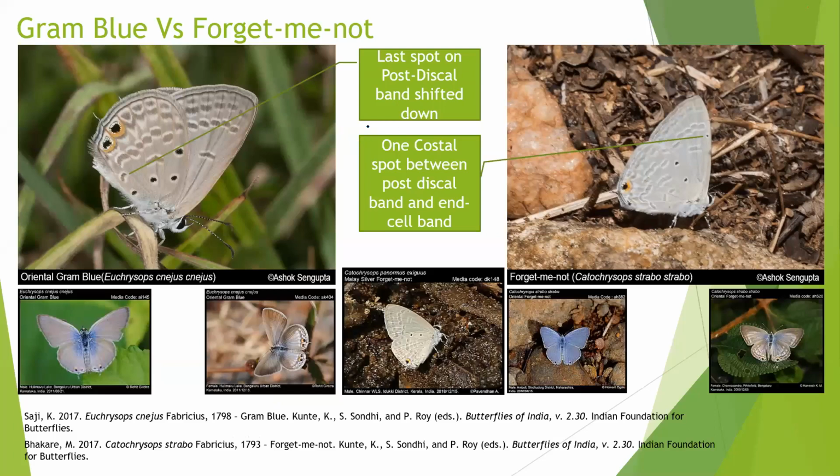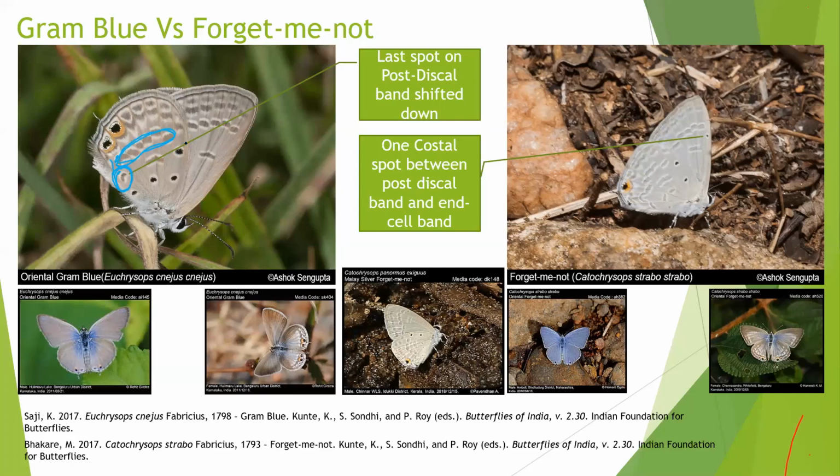We have got the gram blue and the forget-me-not. I'll come to others also. The gram blue has a very distinctive feature. To distinguish the gram blue, you must see the hind wing first. Very important. The hind wing should be seen. You see this last spot in the hind wing is separated from the post-discal band. First of all, that is the main key feature to identify gram blue from other similar blues.